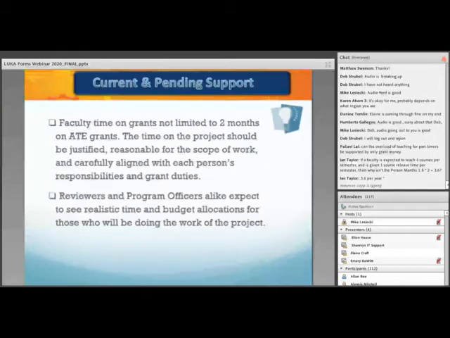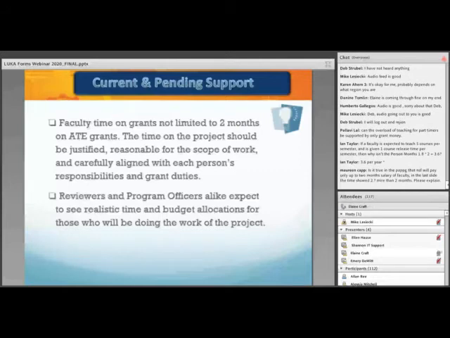So to wrap up this section, it is important to note that although the PAPPG mentions limiting faculty time to 2 summer months, this limitation does not apply to ATE grants, as long as the time requested is considered reasonable for the scope of work described. Even so, if you plan to request more than 2 months faculty time in your proposal, you may want to contact an ATE program officer prior to finalizing your proposal and your budget.